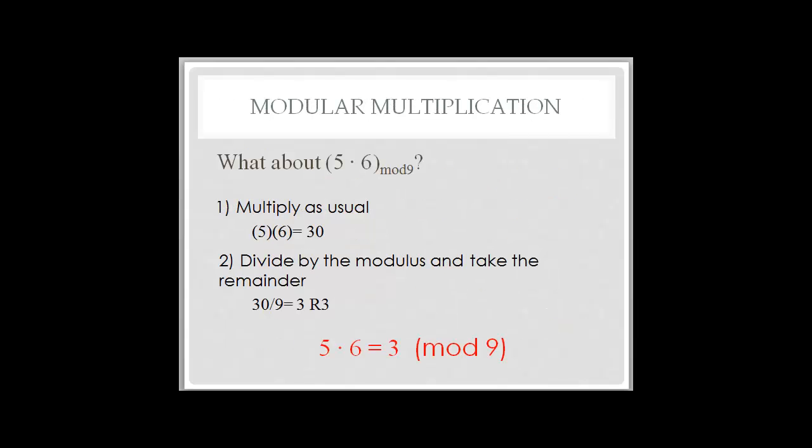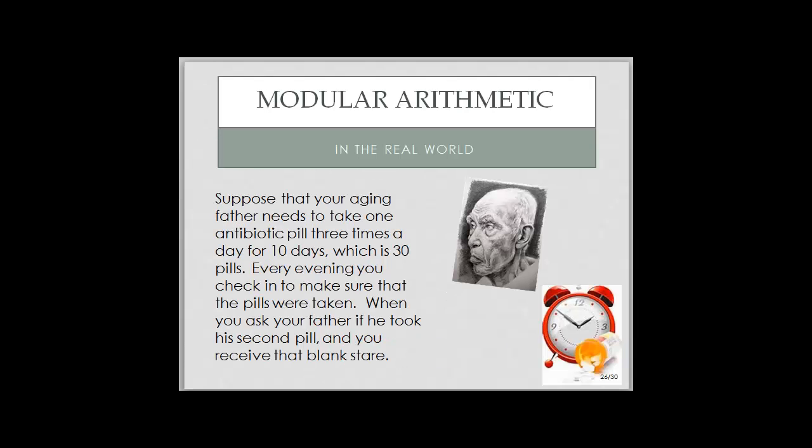What if we have 5 times 6 in mod 9? The rules say multiply as usual, so 5 times 6 gives us 30. Now we apply rule 1, which says to divide by the modulus and then take the remainder. 30 divided by 9, because 9 is our modulus, gives us 3 with a remainder of 3. So our answer in mod 9 is 3. Let's do a real-world modular arithmetic example.